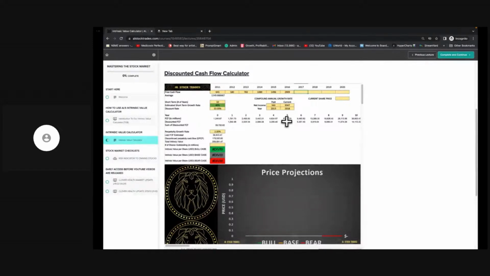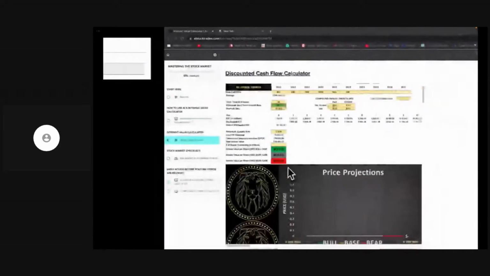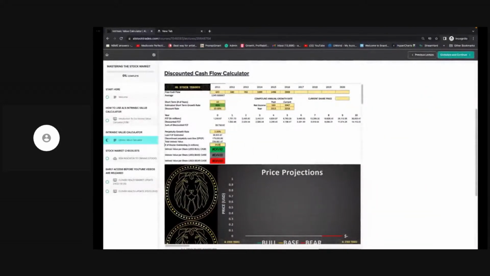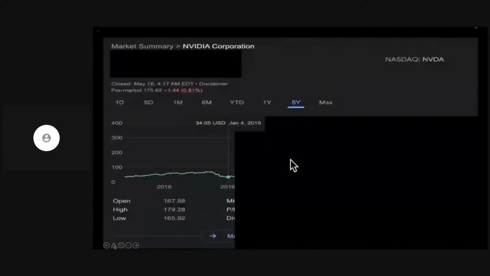And then you would just take the numbers of outstanding shares, which at that point is this number here going to 2018, 2528. So you would get a calculation of bear case $45, base case 63, and a bull of 94. So that's great. You're going to be doubling your money pretty much.